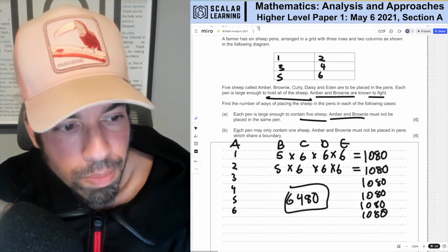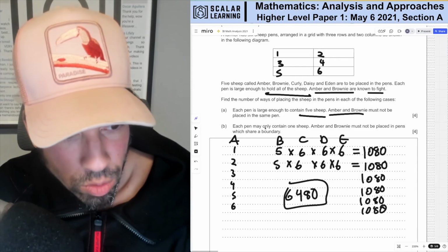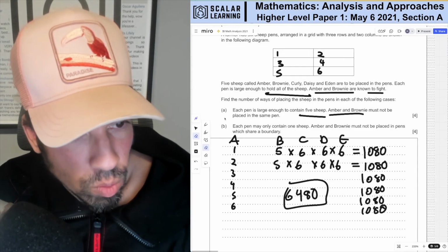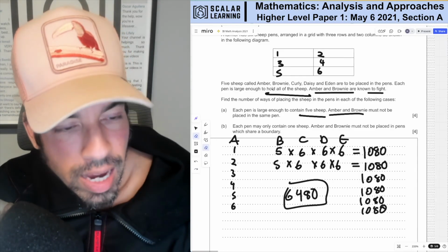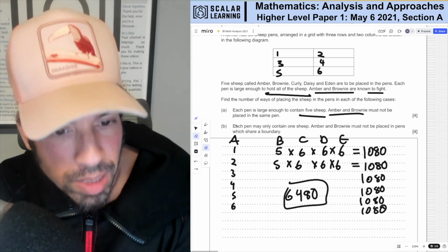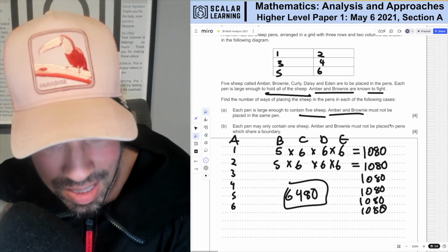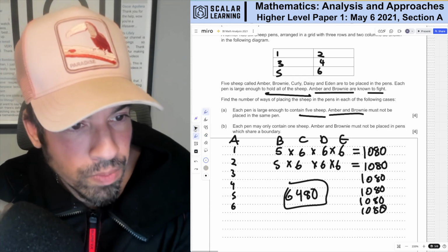Now, when it comes to part B, now we're changing things. We're saying each pen may only contain 1 sheep. So it's no longer anybody can go anywhere. But now it says Amber and Brownie must not be placed in pens which share a boundary. So let's talk about that.